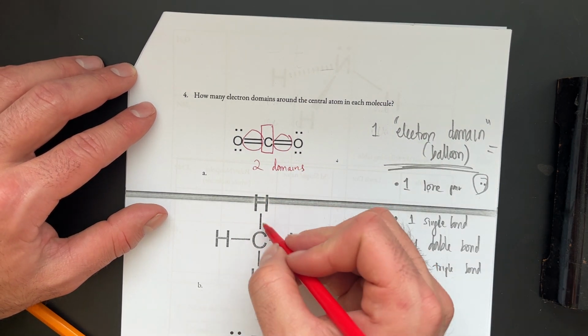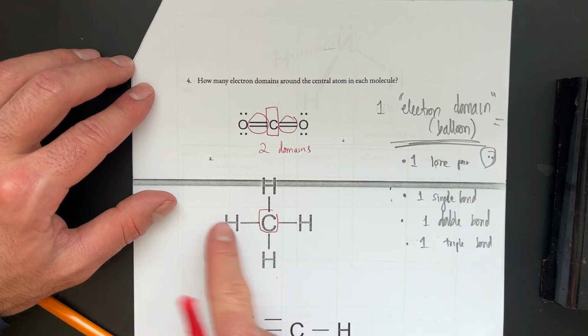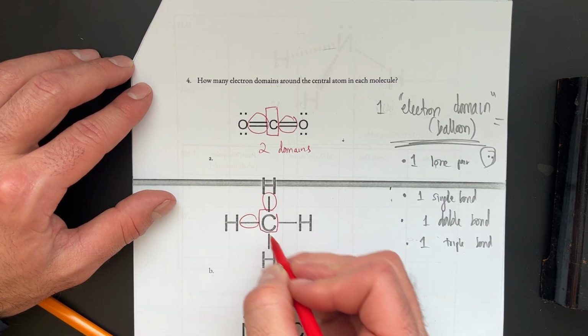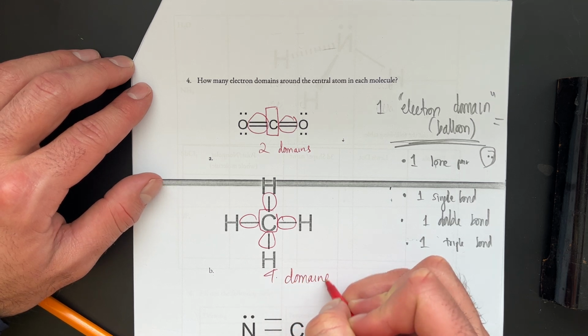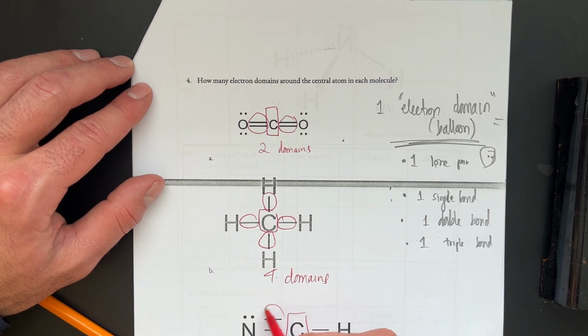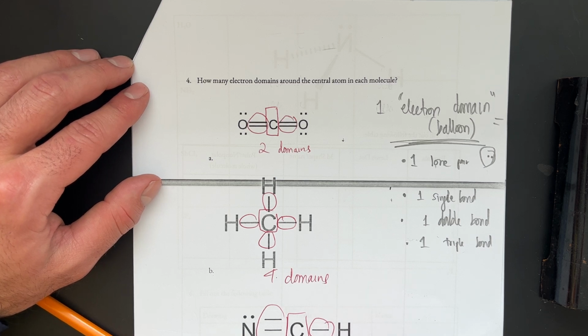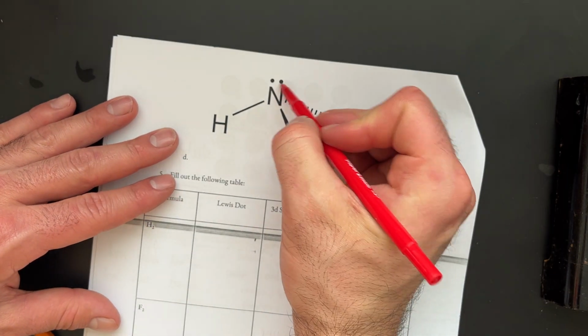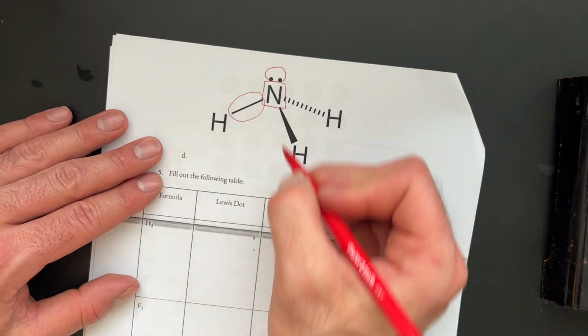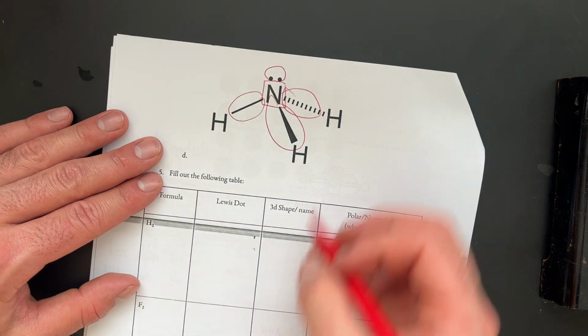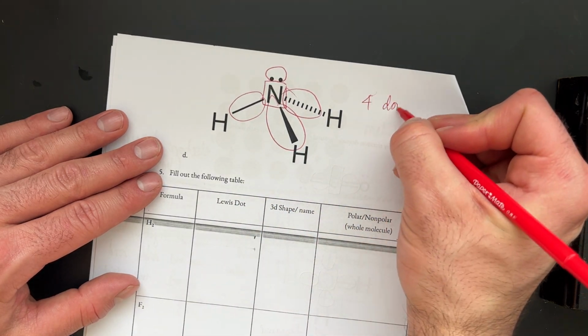Nice, okay. Again, taking a look at C here, the H's are around it. We have 1, 2, 3, 4 domains. And then around this C, again, this is the central atom, we have 1, 2 domains. Nice. Continuing on, here our central atom is nitrogen, and we have 1, remember a lone pair is 1 domain, 2, 3, 4. So 4 domains, okay?